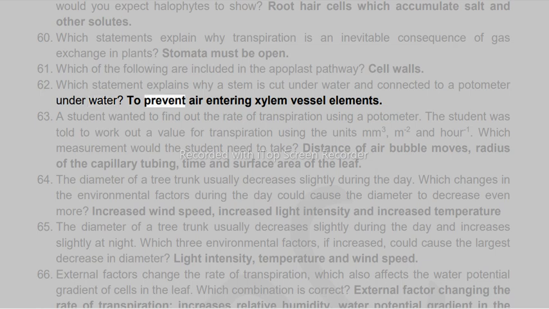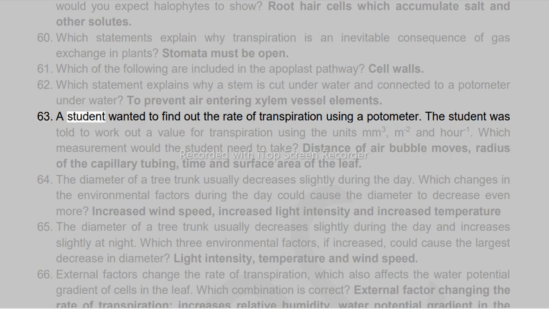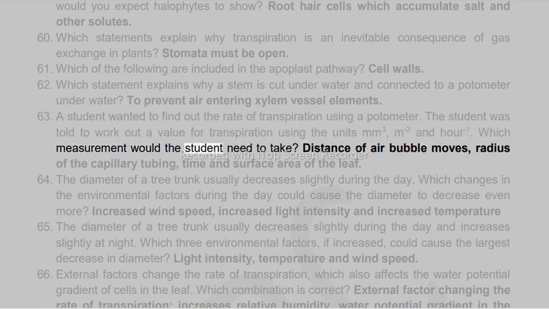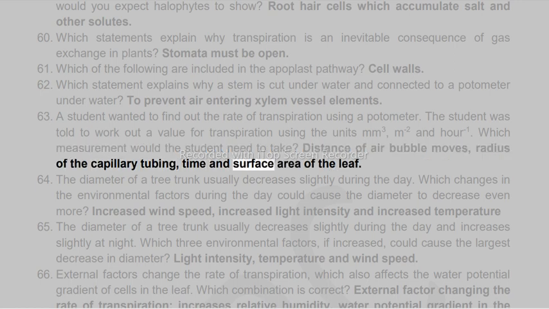To prevent air entering xylem vessel elements. 63. A student wanted to find out the rate of transpiration using a potometer. The student was told to work out a value for transpiration using the units mm³ m⁻² hour⁻¹. Which measurement would the student need to take? Distance the air bubble moves, radius of the capillary tubing, time and surface area of the leaf.